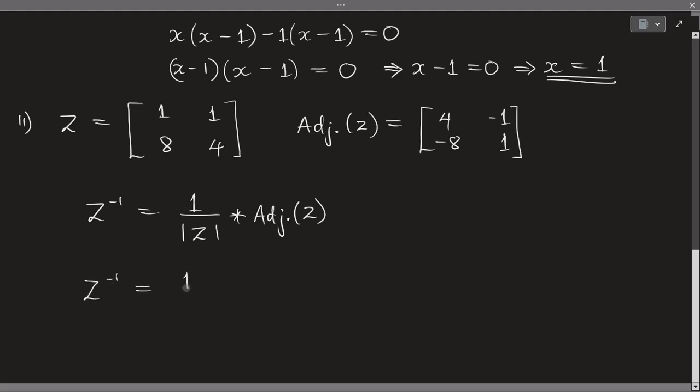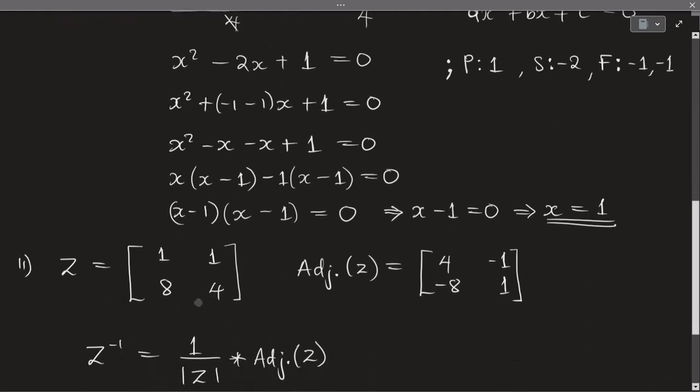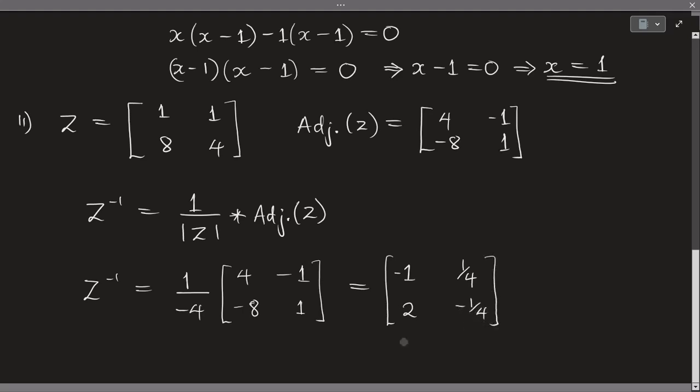Our final answer is 1 over, what was our determinant? Our determinant was -4. In this case, you would leave your answer here, or you'd simplify further to -1 over 4, -1 over 4. Both answers should give you full marks.